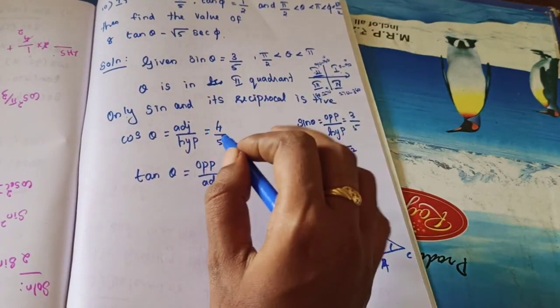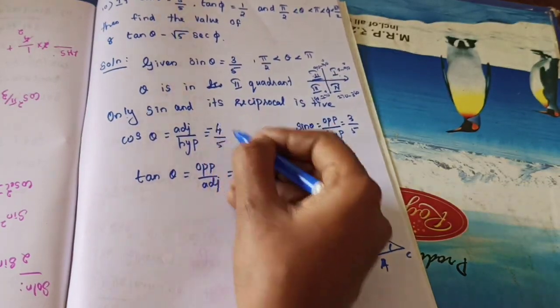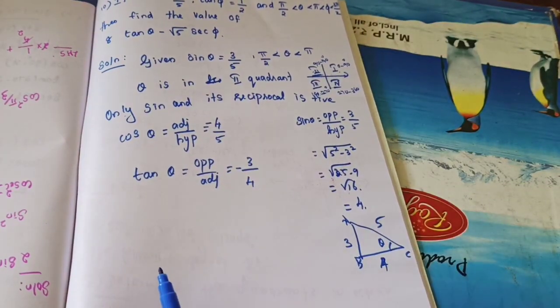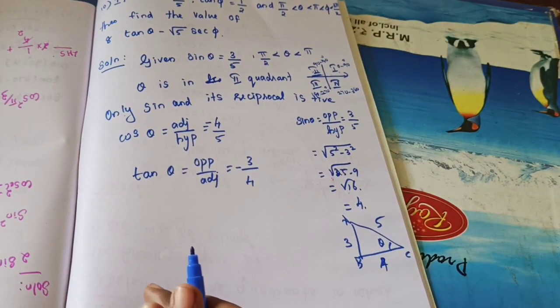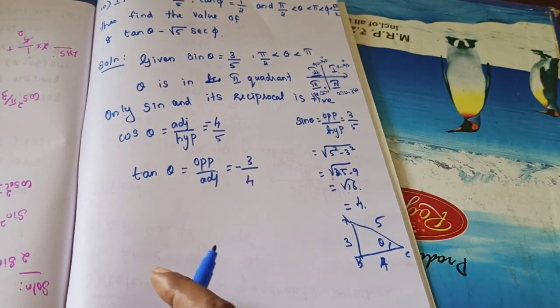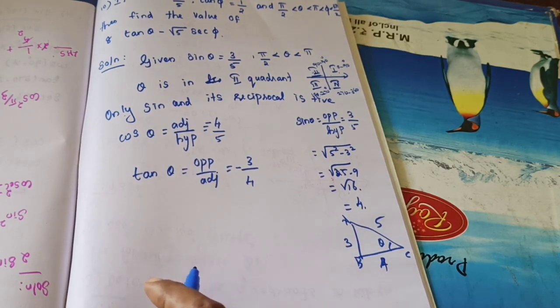Keep it in mind very clearly. Sine alone is positive, so remaining everything is negative. Understand, students? You will have a doubt. Why, ma'am? Here cos theta equals adjacent by hypotenuse. Why are you putting the negative sign?